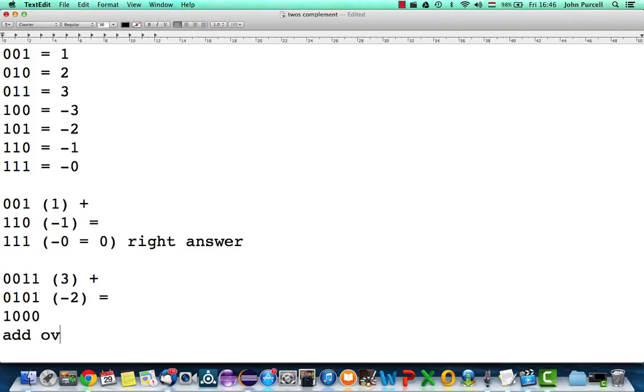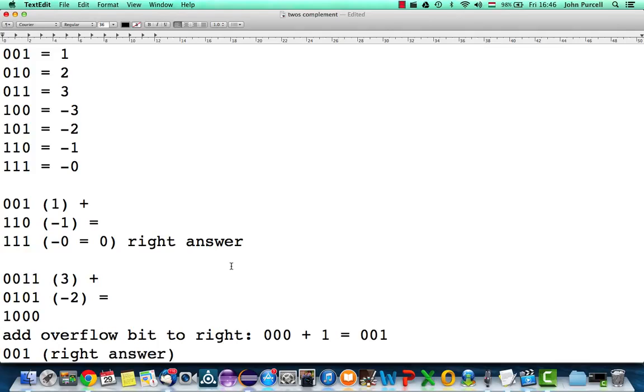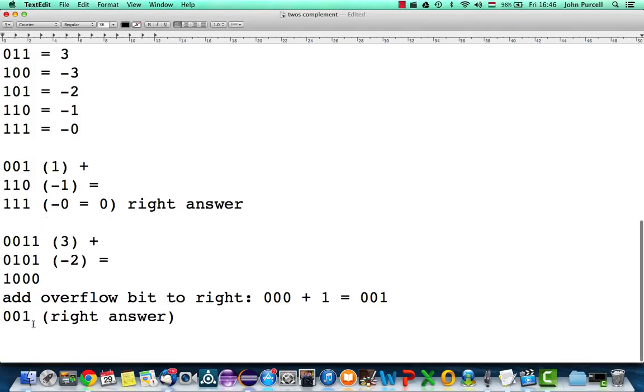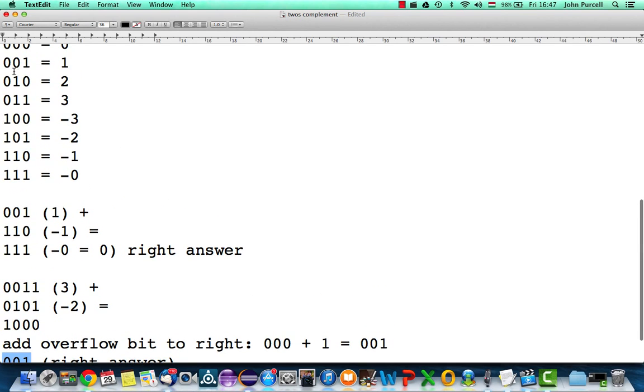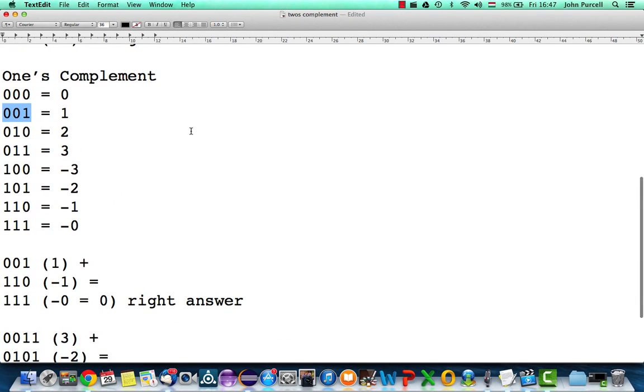So let's do that. Add overflow bit to right. So we take that off there and we add it here. And so that would be 0, 0, 0 here. 0, 0, 0 plus 1 equals 0, 0, 1. And then we get 0, 0, 1. It's the right answer, because 3 added to minus 2 is 1, and 0, 0, 1, of course, is 1. So if we look at this 1's complement system, it works.